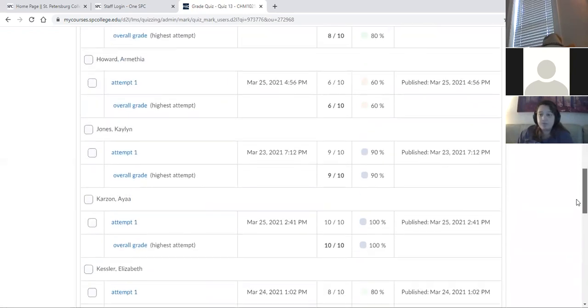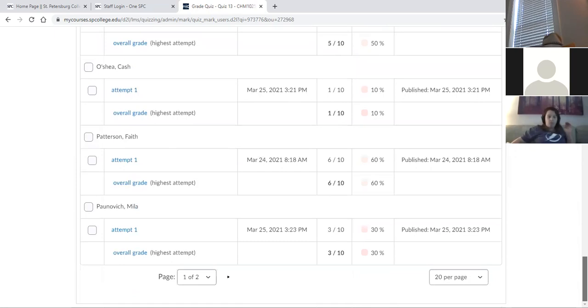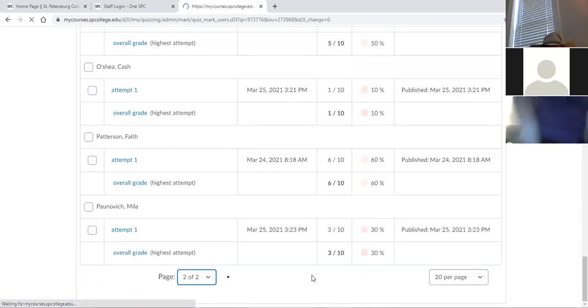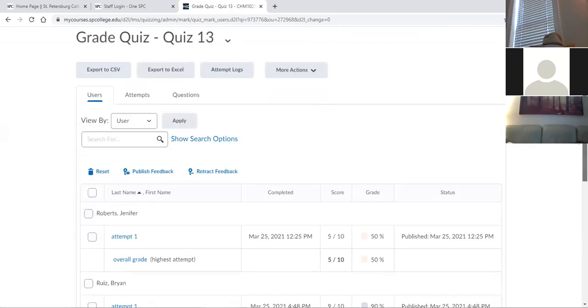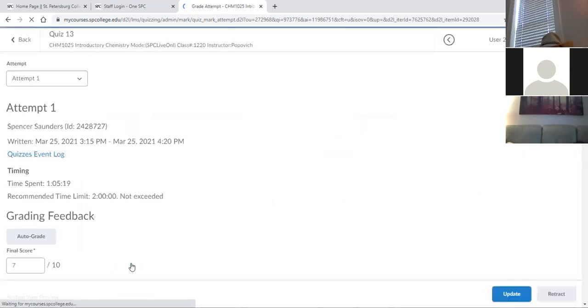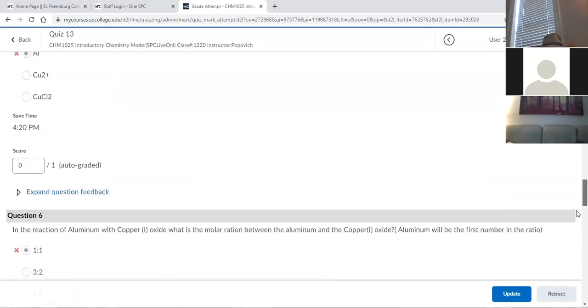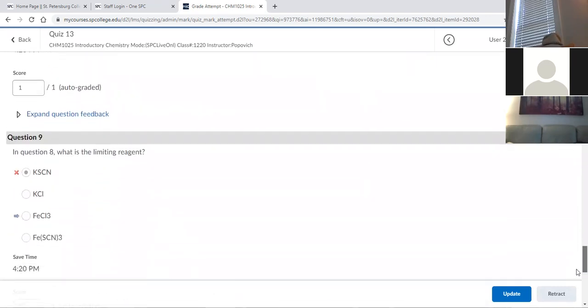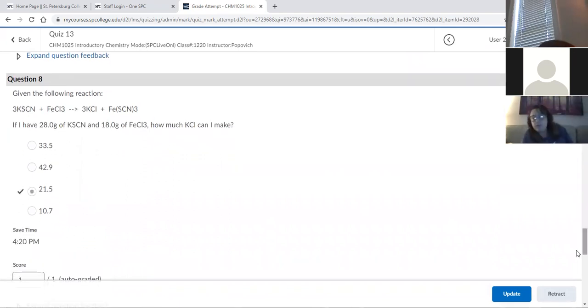Okay, one second. Spencer asked me a question about the quiz, and I'm trying to find his quiz so I can talk about it. You didn't do that bad, Spencer. It was one of the questions, number 9, I think it is. It says, the limiting reactant for number 9.